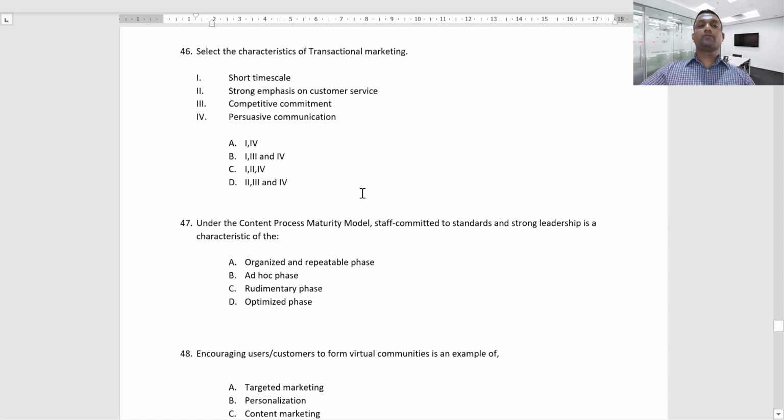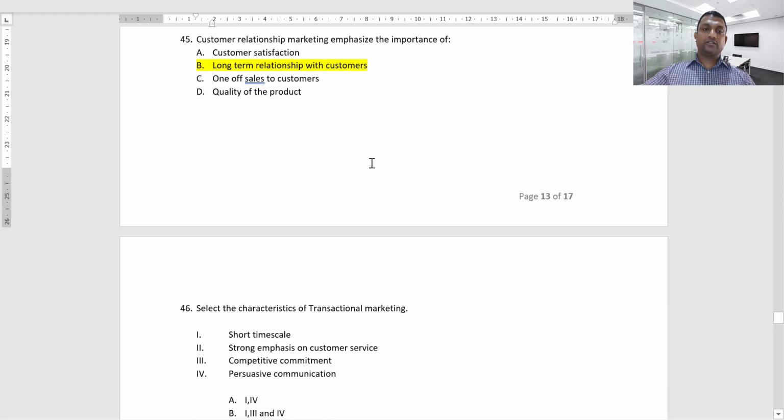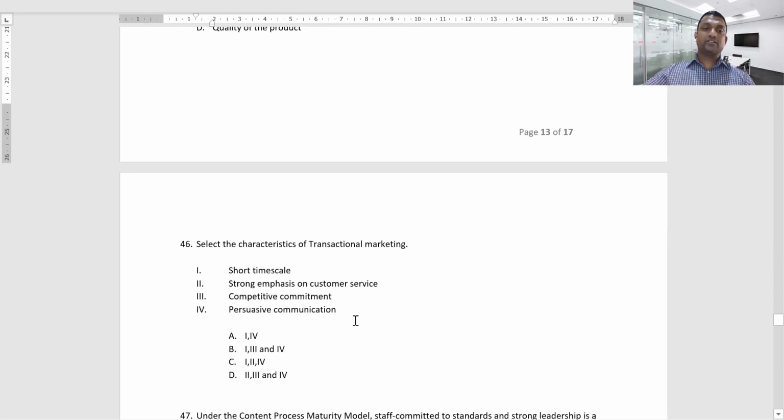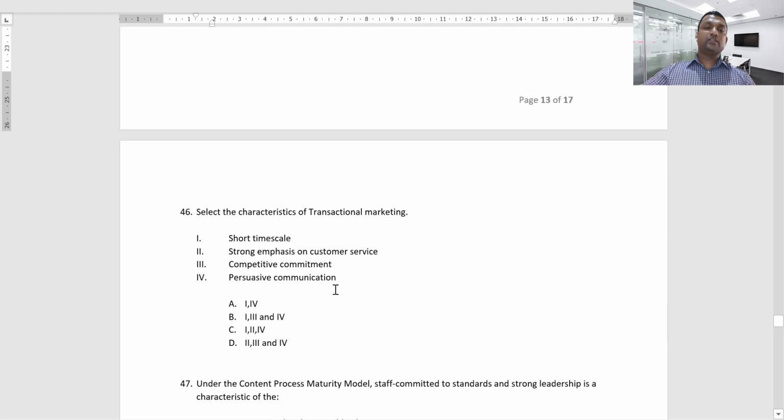Question number 46. Select the characteristics of transactional marketing. So to look at this, transactional marketing is actually, if you look at the previous question, a bit of an opposite to customer relationship marketing, because transactional marketing is not thinking about keeping the long-term customer or retaining them. It is about the transaction, just want to sell and finish it off, right?